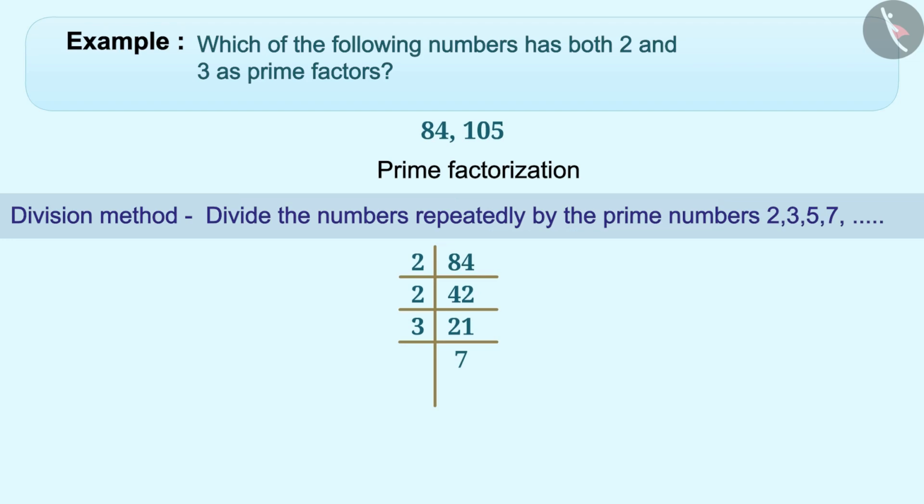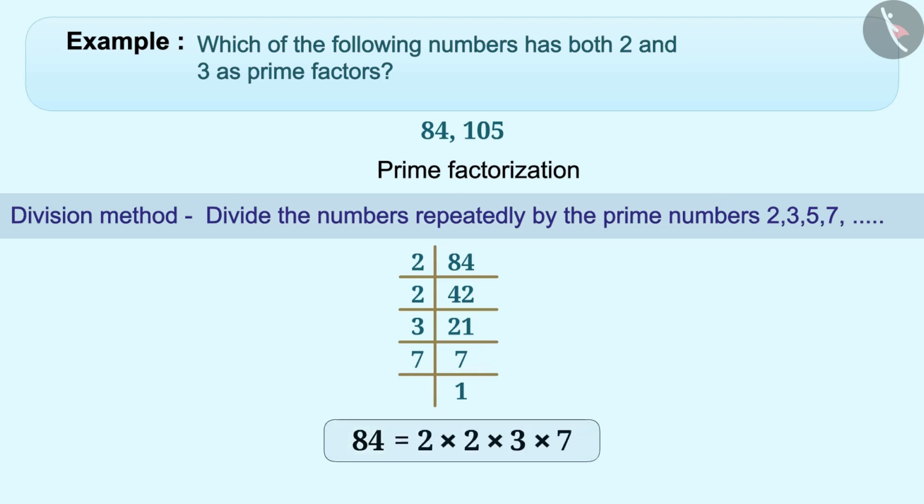Since 7 is a prime number, we divided it by 7 only. In the last stage, we will get number 1, which shows that we have found out all the prime factors of 84. Therefore, 84 can be expressed in prime factors as 2 multiplied by 2 multiplied by 3 multiplied by 7.